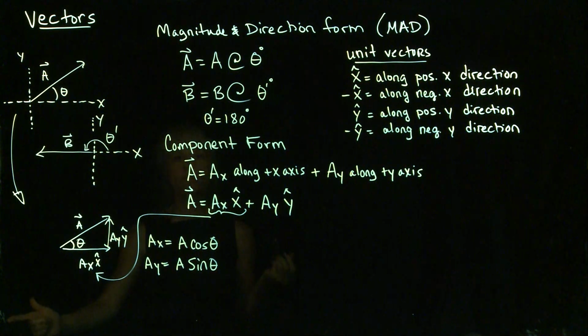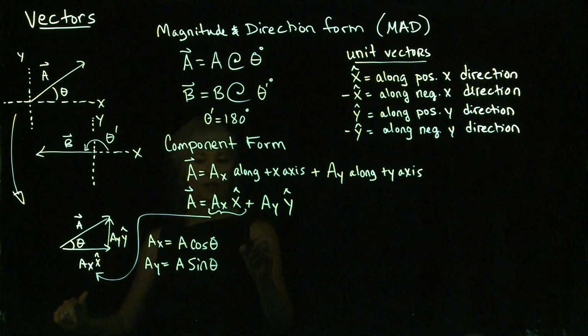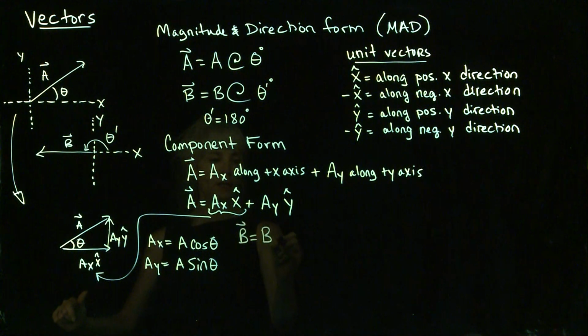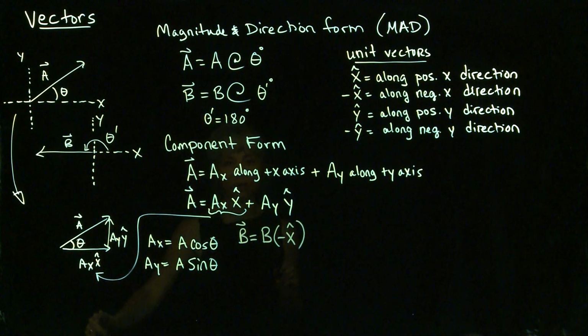Now, what are the advantages of one over the other? Oh, and let's go ahead and just finish B in component form. Notice that I could write vector B then as just some length B along the negative x direction. So that now is the component form of vector B. So they're both described there.